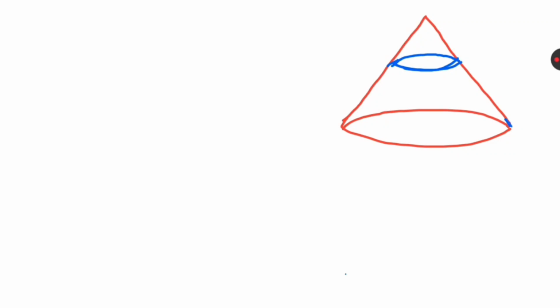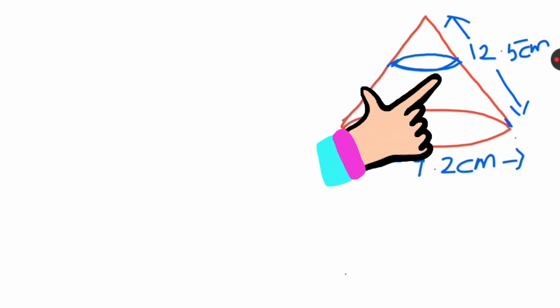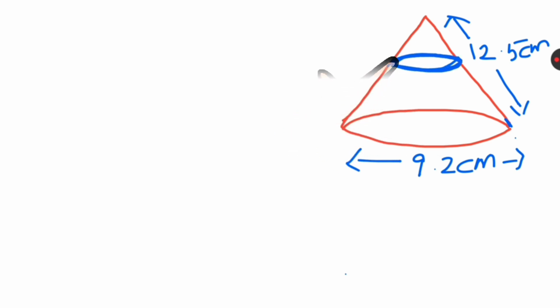We have given a larger cone. The length is 12.5 centimeters, and the diameter of the base of the larger cone is 9.2 centimeters. So after drawing this cone, now this larger cone is divided into two cones.